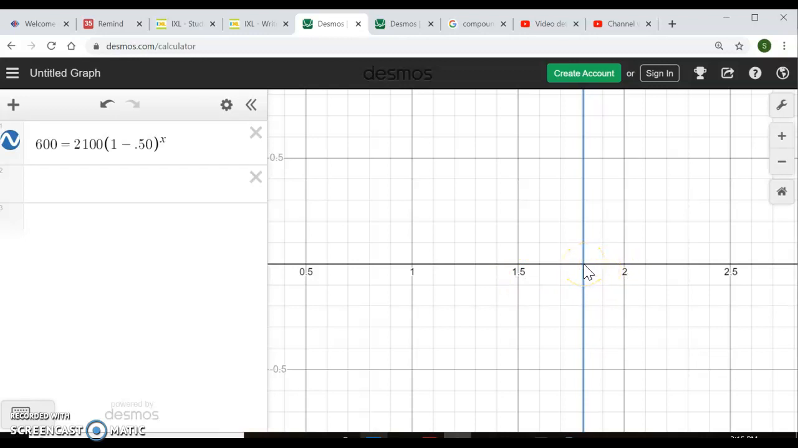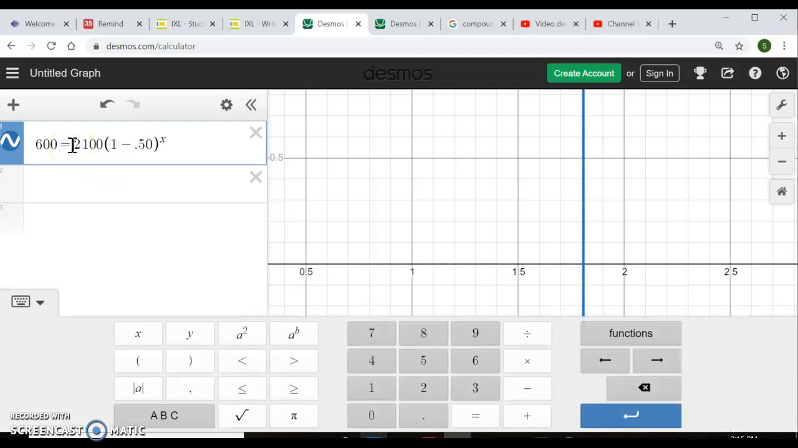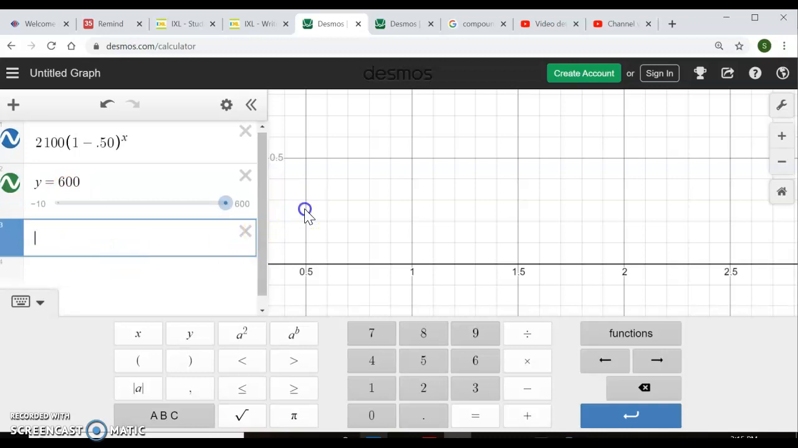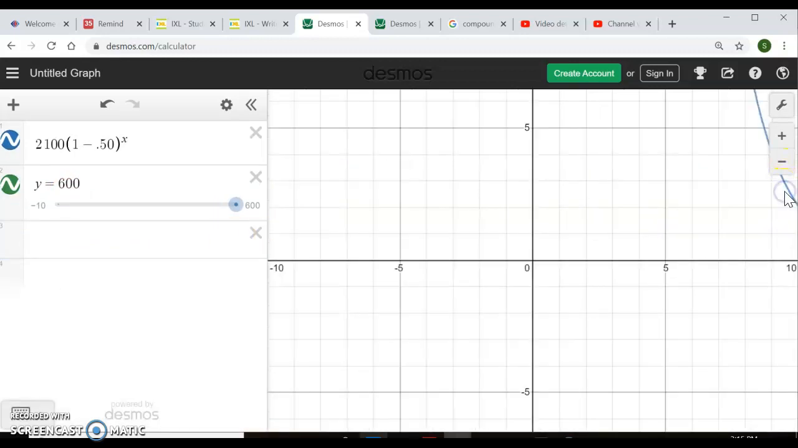Because I haven't been able to figure out the exact answer, I'm going to change Desmos up a little bit and change my equation into an algebraic expression. Therefore, I'm going to go up and delete the 600 equals. Leave my expression that was there. I just deleted the 600 equals, and I'm going to type y equals 600 in the next dialog box. When I do that, what that does is when I press the home key, it allows me to get closer and closer to what the graph looks like.